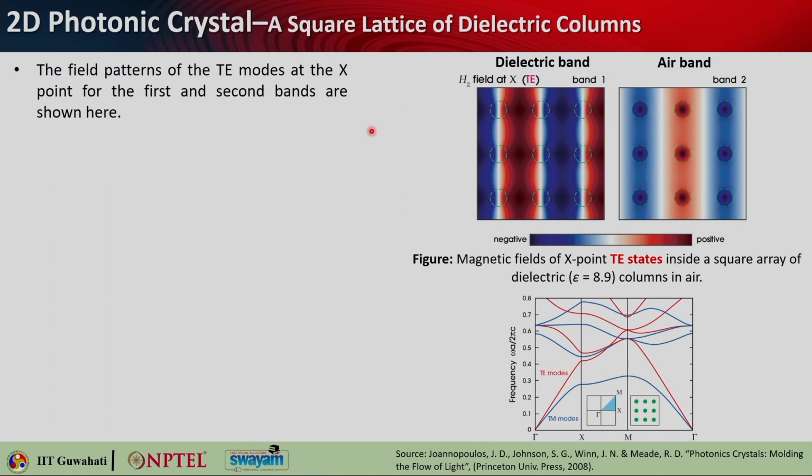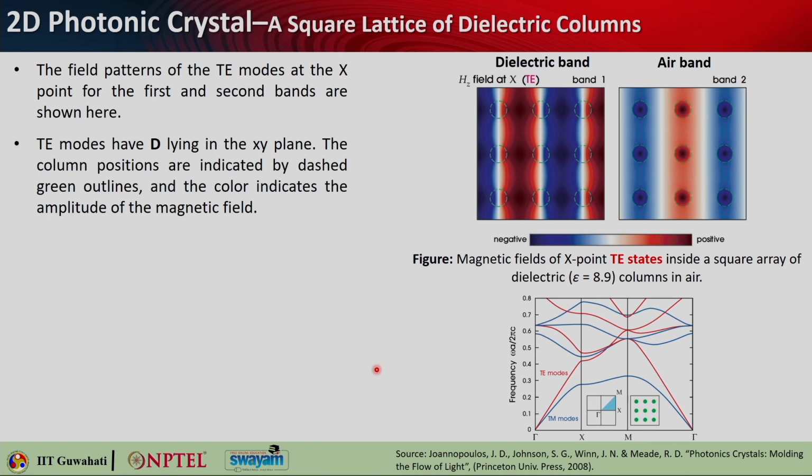Now, if you look into the field pattern of the TE modes, which are the red ones, let's look into the X point first. This is the X point, and we are showing it for the dielectric band, the first one, and this is the air band. Here you can see that the TE modes are lying in the XY plane. This is the top view. You can see these circles are your cylinders, so you are looking from the top.